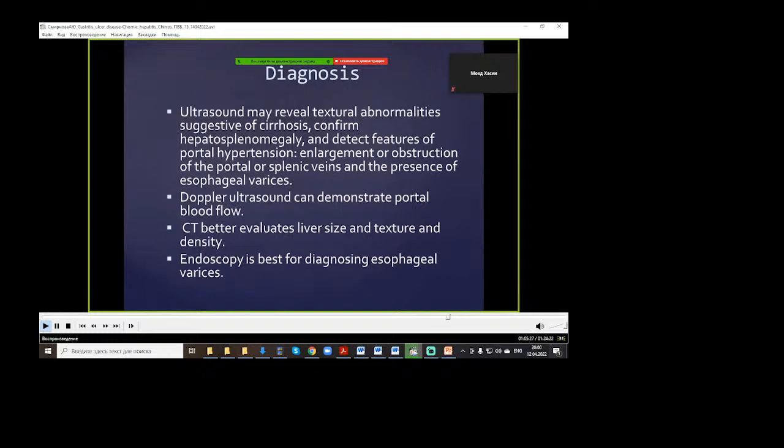Computer tomography better evaluates liver size and texture and density of the liver. And endoscopy is best for diagnosing of esophageal varices and esophageal bleeding.